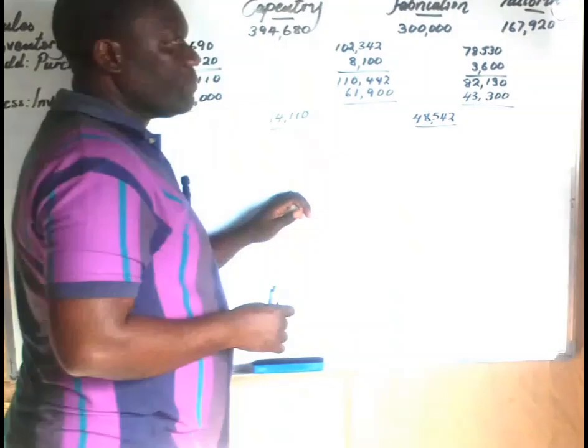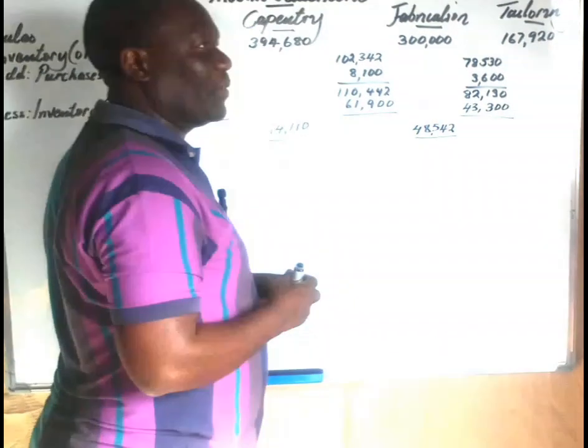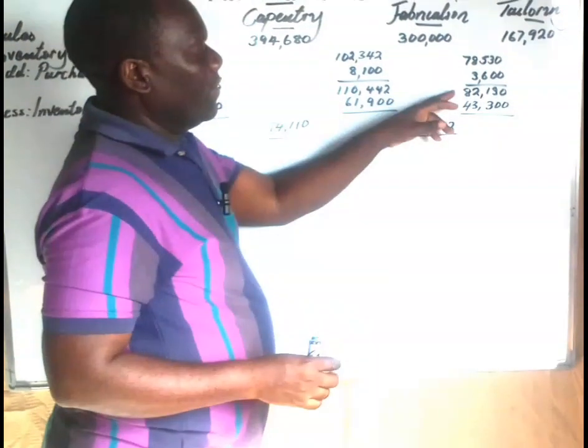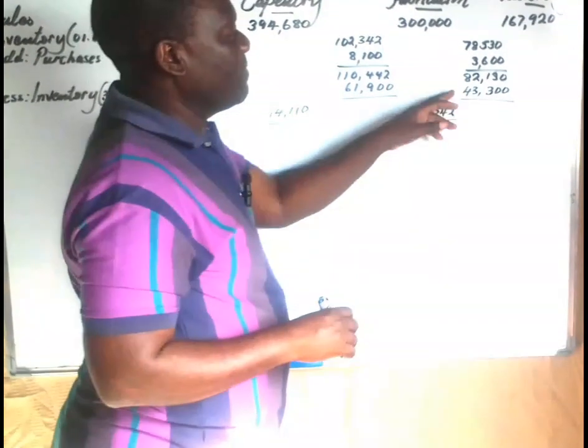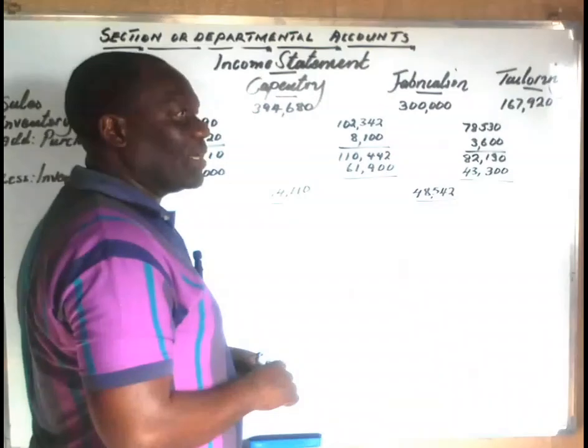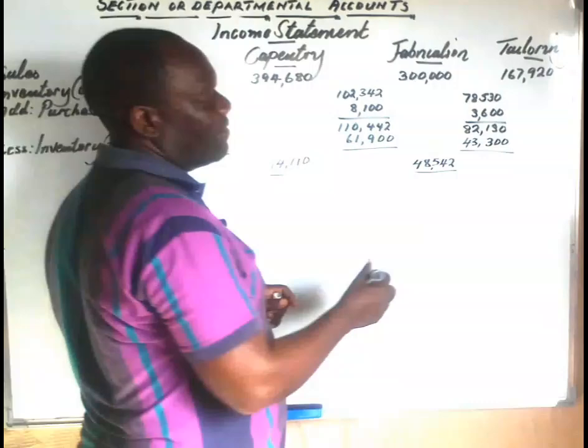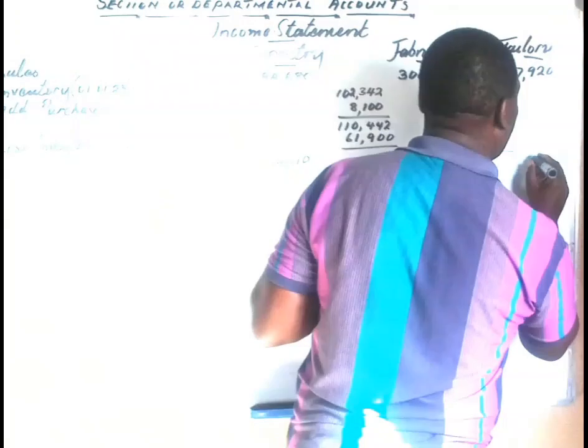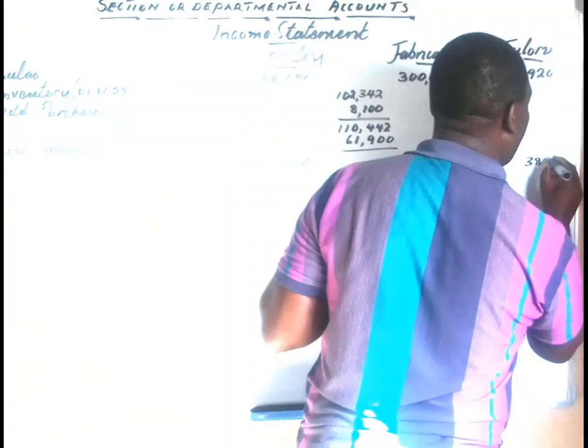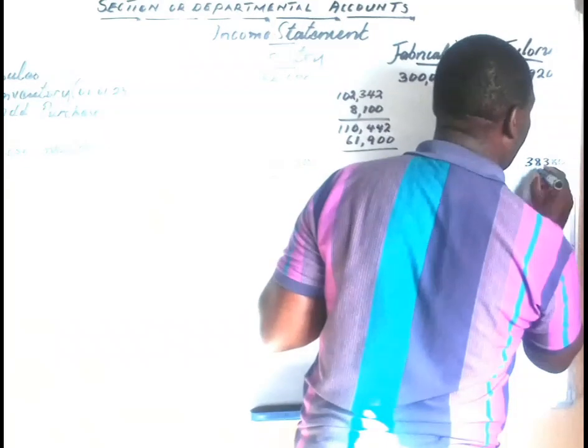Okay. When I do my calculations here, 83,130 minus 43,300, what I get is 38,830. Okay.